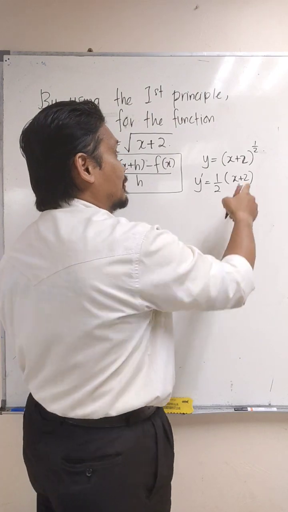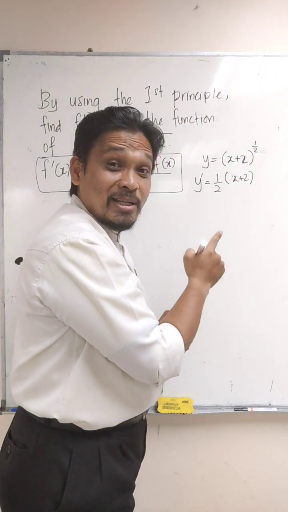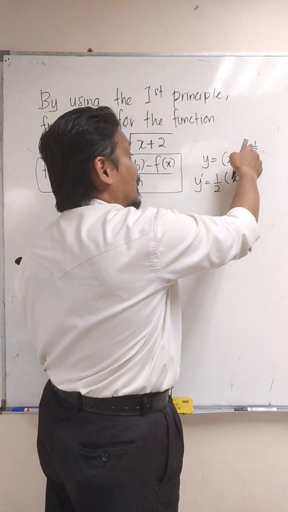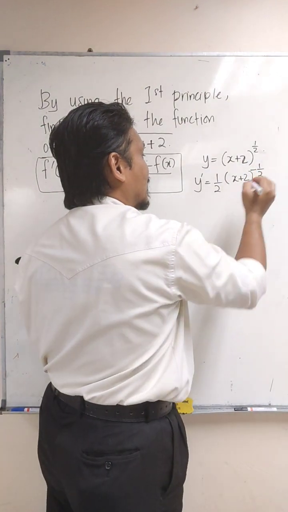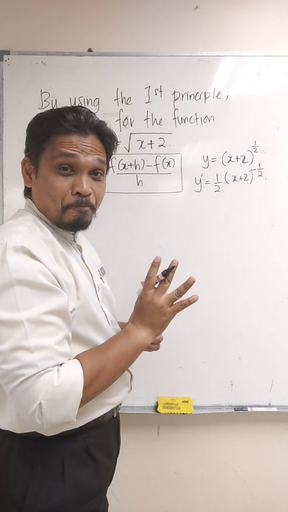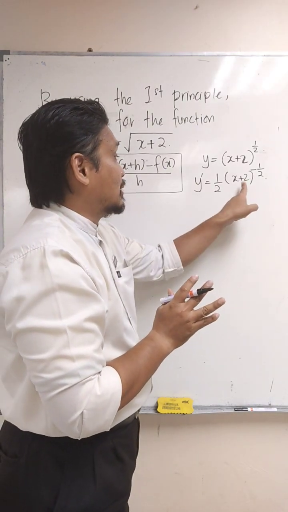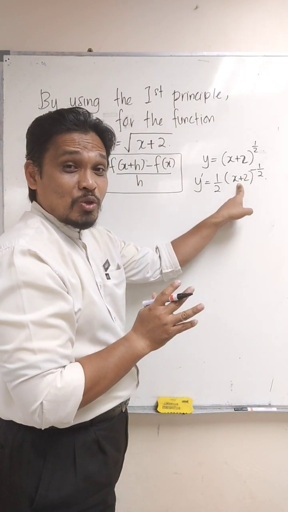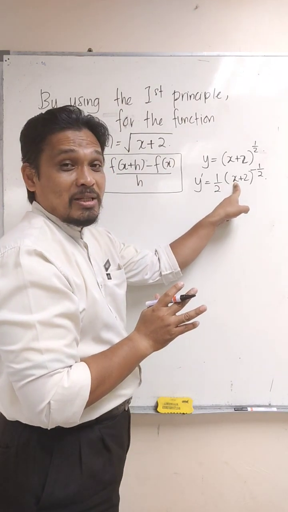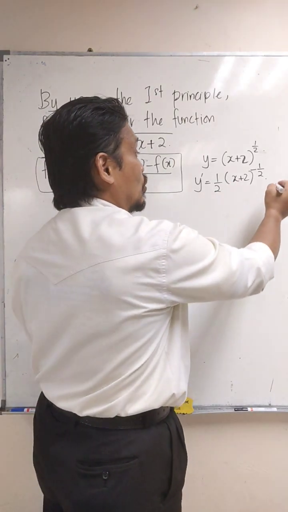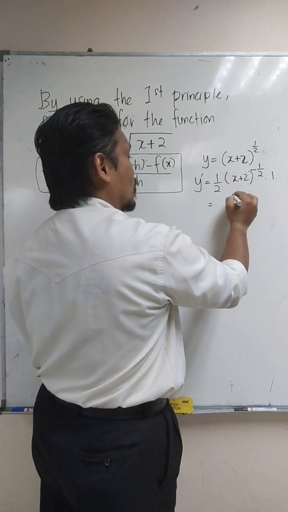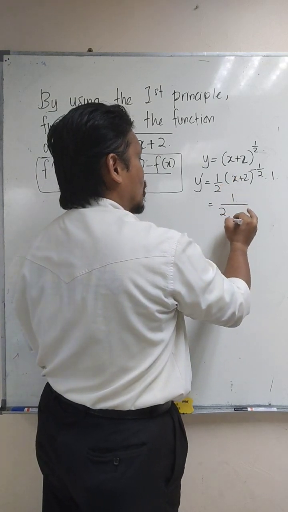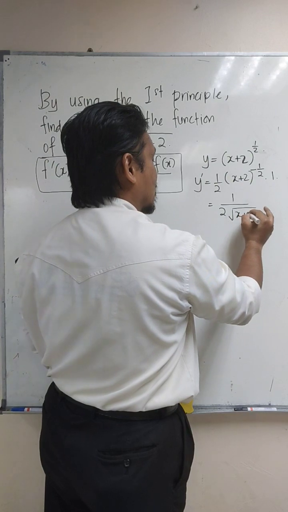to the power of half minus 1. Half minus 1 equals negative 1 over 2. And that's not all. Multiply with the derivative of x plus 2. We only have x here, so differentiation of x equals 1. Then simplify this. We're going to get 1 over 2 square root of x plus 2.